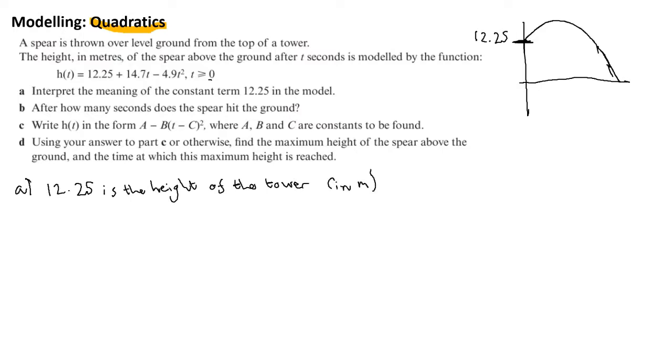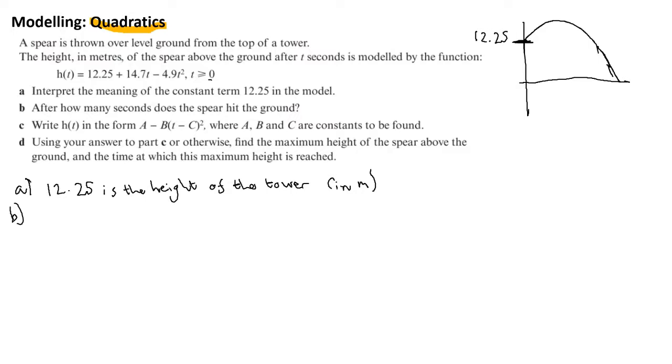So it's really important for this type of question that you give your answer in the context that you're being asked. Okay, so the 12.25 is the height of the tower in meters. My handwriting is horrible there, sorry. Right, then part B, after how many seconds does the spear hit the ground?